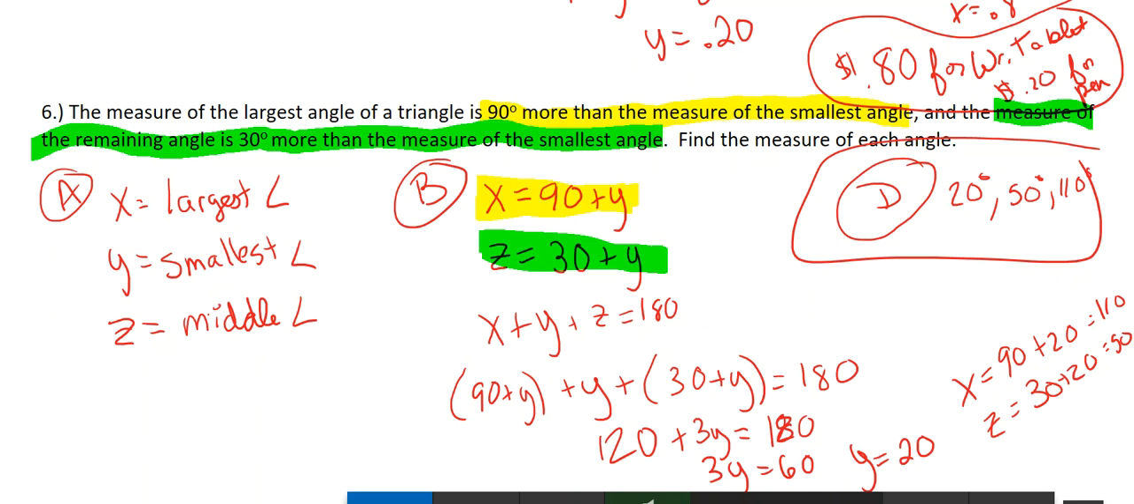Now, if we look at the equations yellow and green, they're both in terms of y, which actually makes this easy. So what we do then is I took x and I put in that 90 plus y. And I took that z and put in that 30 plus y. And what happens is that whole equation then is in terms of y. Real basic substitution, get everything in the same terms. And then I solved, getting the smallest angle, which is 20. And then I backtracked it to put into each of those equations. So I get 20, 50, and 110 for the measurements of the angles.